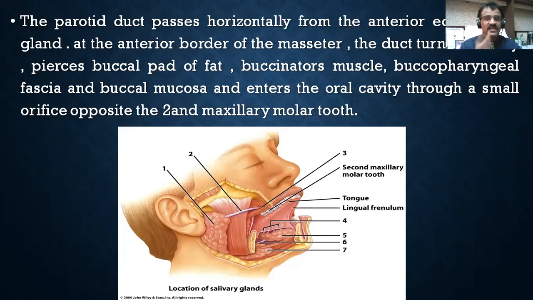From inside, you can see the opening of this Stenson's duct. The parotid duct is also called Stenson's duct. Here you can see it is coming from the anterior border of the parotid gland, overlying the masseter muscle, piercing the buccinator and opening opposite the second upper molar tooth. And from there, the saliva falls down in the mouth, like a shower.